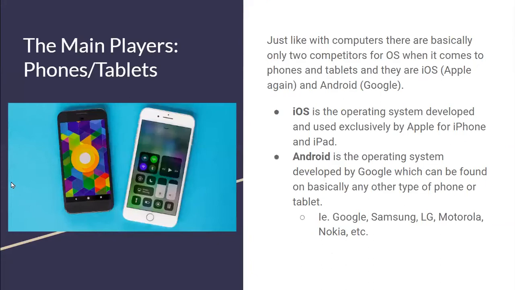Now we're moving on to the main players between phones and tablets. Just like with other computers, there are basically only two competitors for OS when it comes to phones and tablets, and they are iOS, which is Apple again, and Android, Google. iOS is the operating system developed and used exclusively by Apple for iPhone and iPad. Android is the operating system developed by Google, which can be found on basically any other type of phone or tablet, i.e. Google, Samsung, LG, Motorola, Nokia, etc.